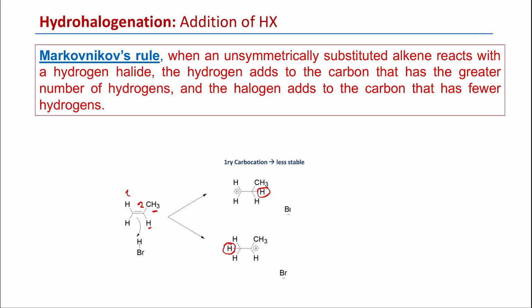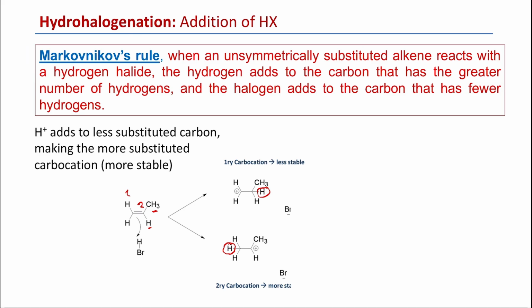So remember that a primary carbocation will be less stable than a secondary carbocation, which is the more stable. So we have two possible intermediates. One of them is more stable than the other one. So here the hydrogen ion, or hydrogen plus, will add to the less substituted carbon, because that's going to generate the more stable carbocation. Less substituted carbon means the carbon which has the greater number of hydrogen atoms.